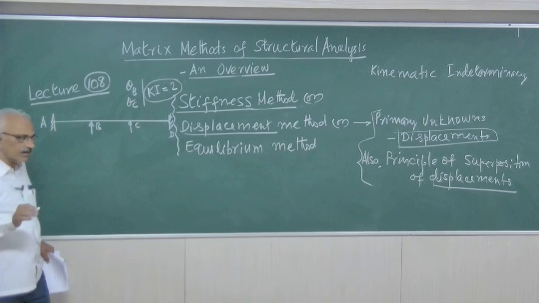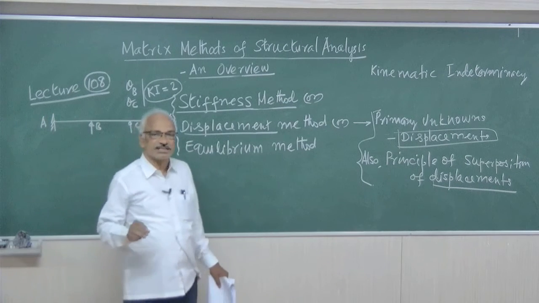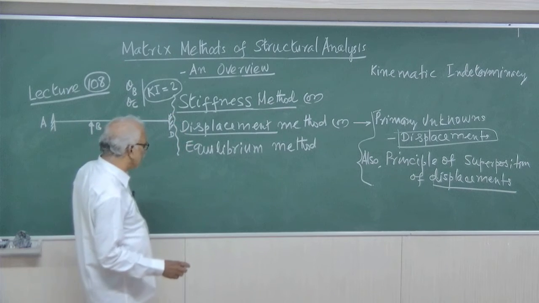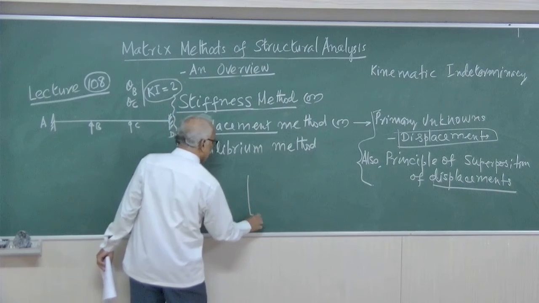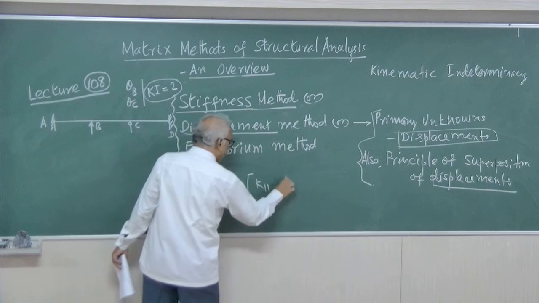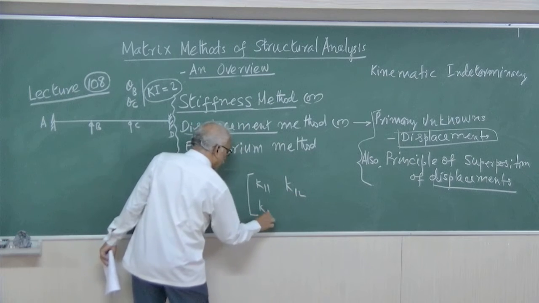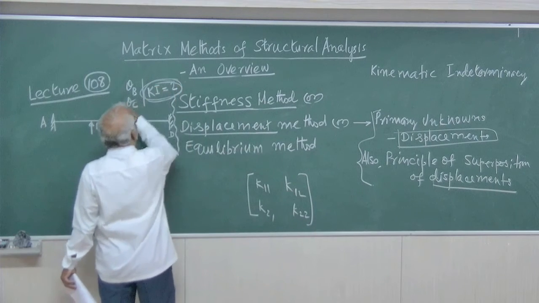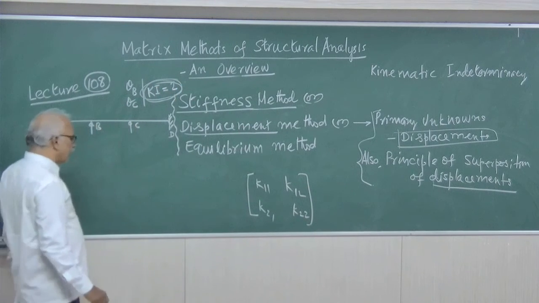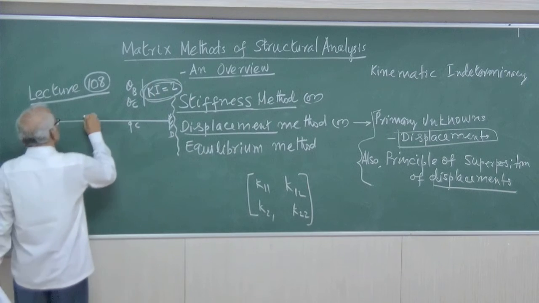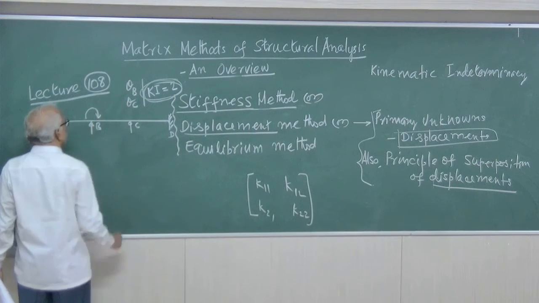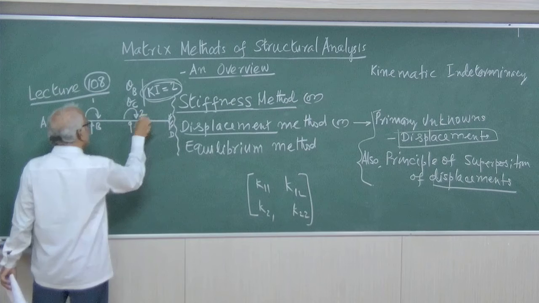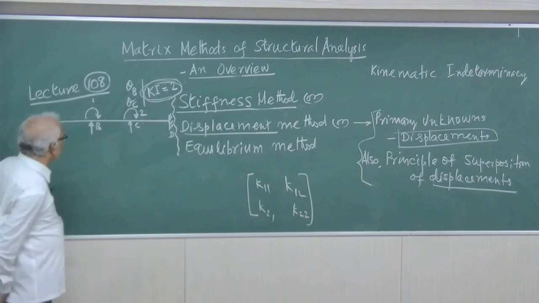We are concentrating on what is kinematic indeterminacy and what is the principle of superposition of displacements. Now, for getting the 2 by 2 matrix K11, K12, K21, K22, because the kinematic indeterminacy Ki is equal to 2. For getting this, theta B is one possible coordinate, coordinate number 1. This is another possible coordinate. There are two possible coordinates, theta B and theta C.